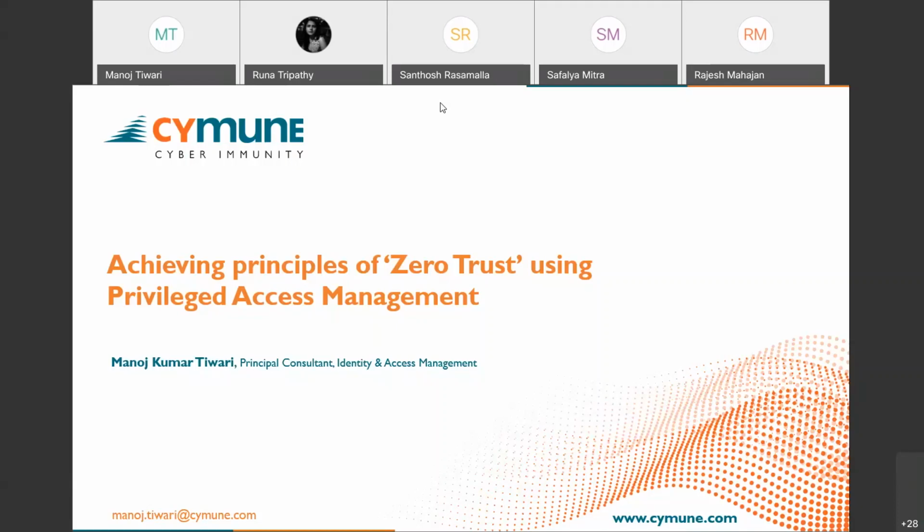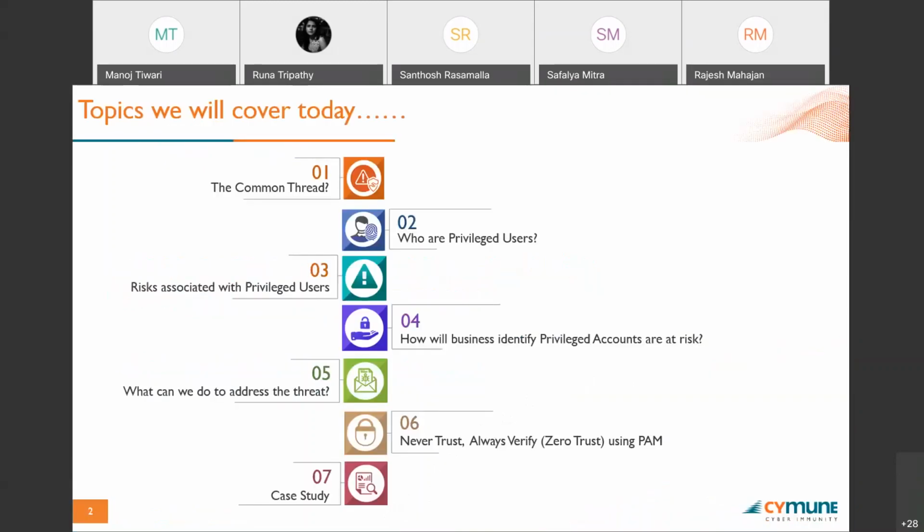So today, the topics I would like to cover: first we'll talk about what's the common thread in all the cyber attacks. Then we'll try to understand who these privileged users are, the risk associated with them, and how a business can identify privileged accounts and whether they are at risk or not. In a way that will help them decide whether they want PAM to be deployed in their environment.